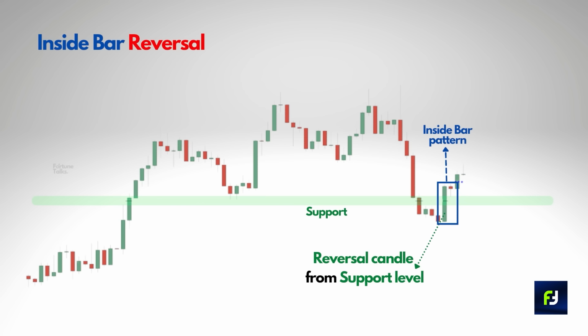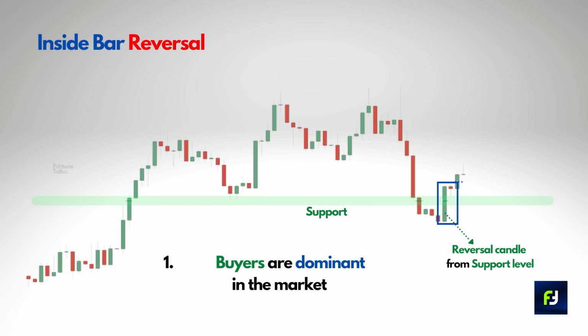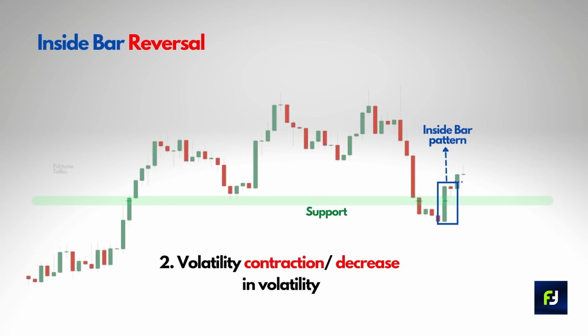Now what is the benefit of this? By doing this, I get to know two very significant things. Number one, that the buyers are in control at this period, as they managed to make the first wave of reversal from the support level. Number two is that there is a volatility contraction due to the formation of an inside bar, and if the buying pressure continues further, then it will manage to break out the reversal candle's high and move higher.